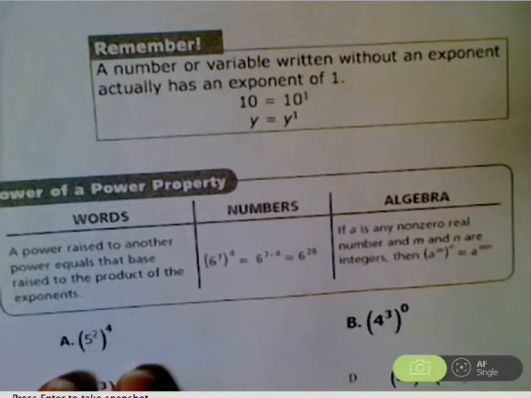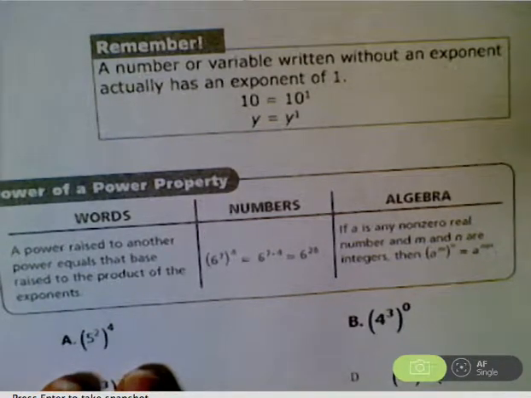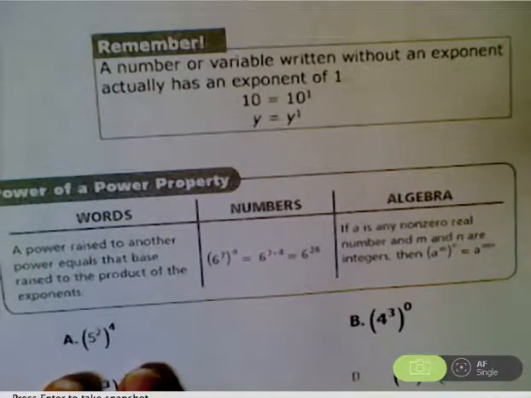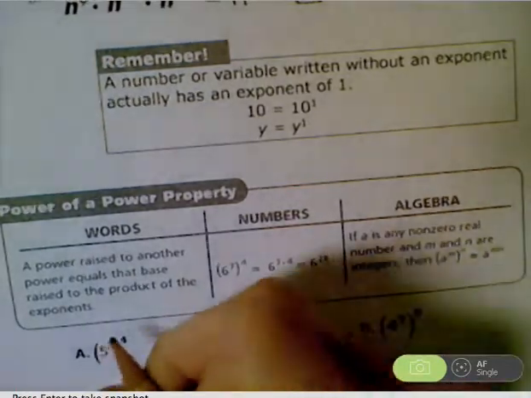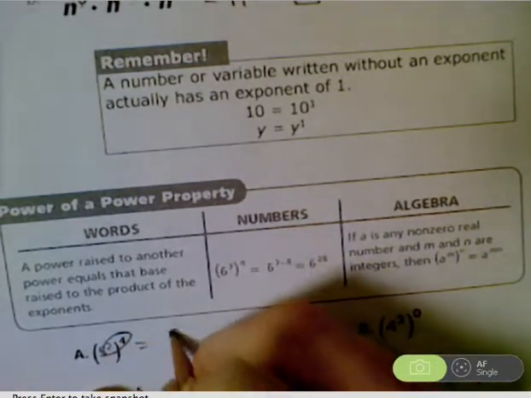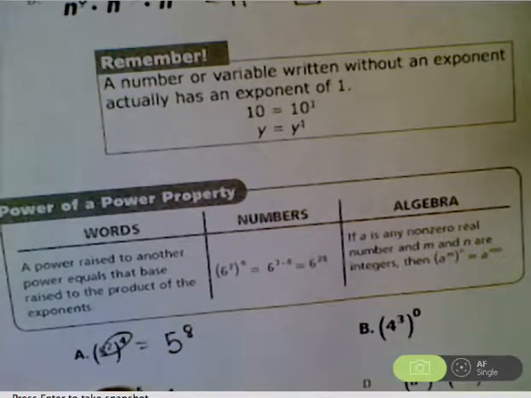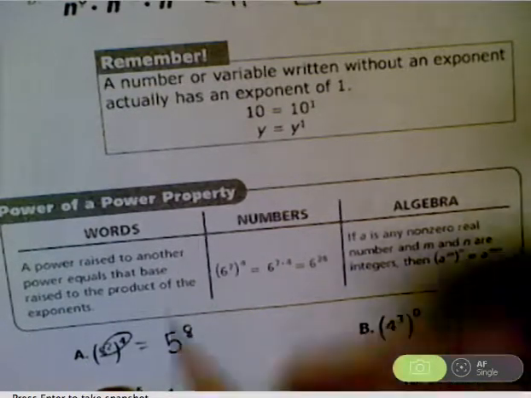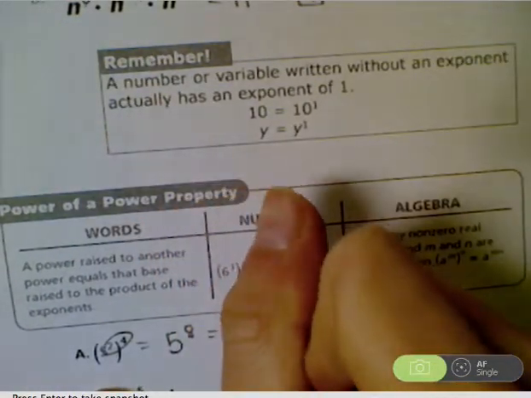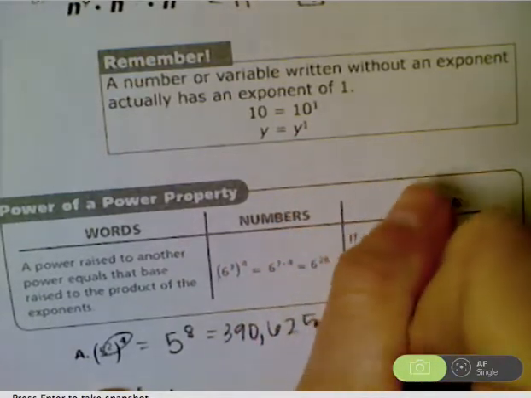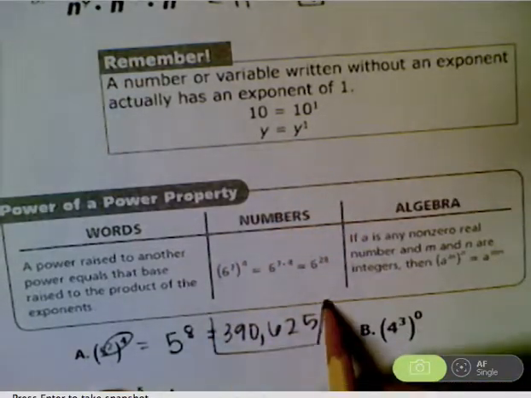Okay, so in letter A, when you have a double power of 5 to the power of 2 to the power of 4, you're going to multiply those two powers together and you get 5 to the power of 8. 5 to the power of 8 is 390,625. Very good.